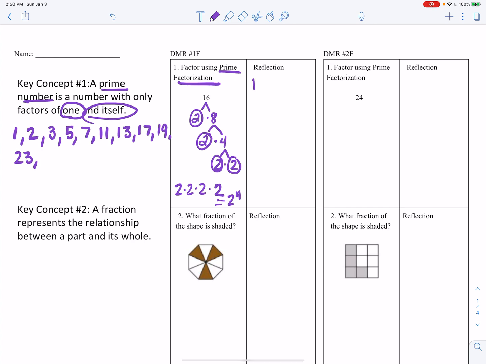Reflection: I know a prime number only has factors of 1 and itself.